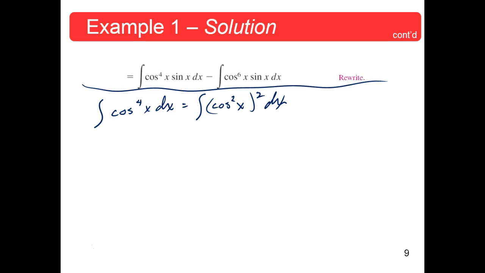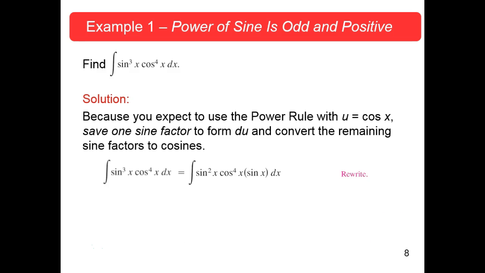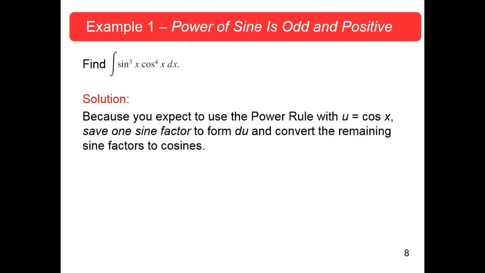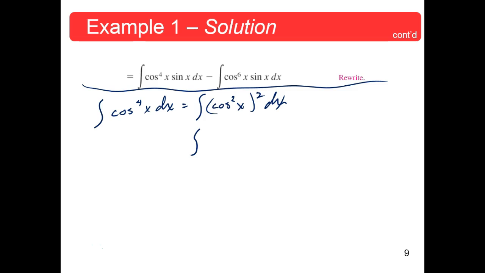And our identity that we had was what cosine squared was. And what was that? So you would always get it to cosine squared x and then just put whatever exponent you need on the outside. So cosine squared x, again, is this one right here, 1 plus cosine 2x over 2. Okay. 1 plus cosine 2x over 2 squared dx.